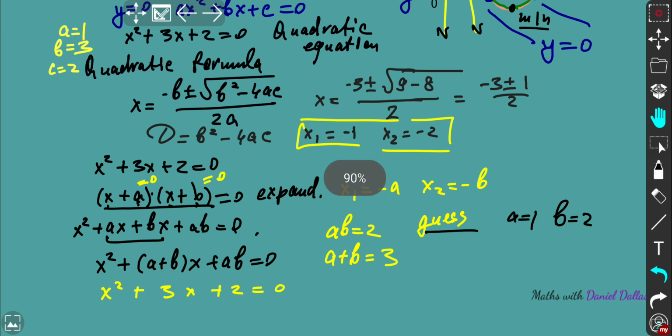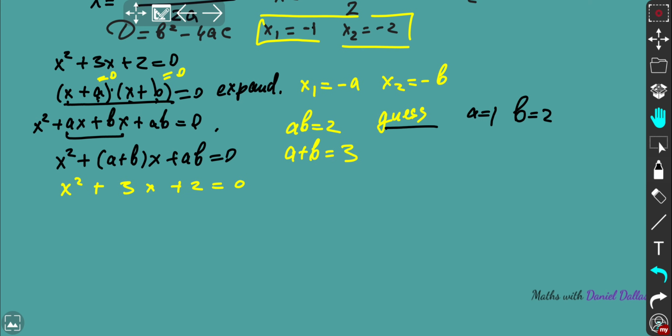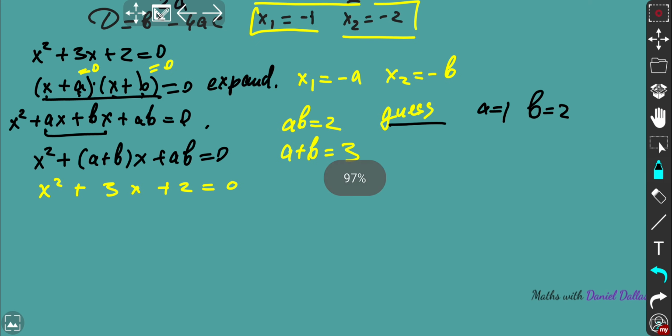To recap how to use it practically, of course you're not going to expand every time, right? So you just simply do what? You take the product ab, and the result should be 2. And then you take the sum a and b, and the sum should be equal to the coefficient before x, which is 3, from where you find the solution.